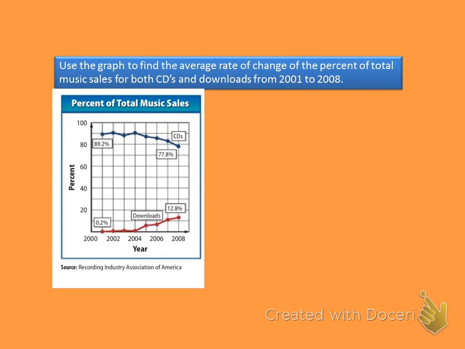Okay. So another version of this question that they like to ask you a lot is with graphs with sales and stuff. So we have one here. Use the graph to find the average rate of change of the percent of total music sales for both CDs and downloads from 2001 to 2008.